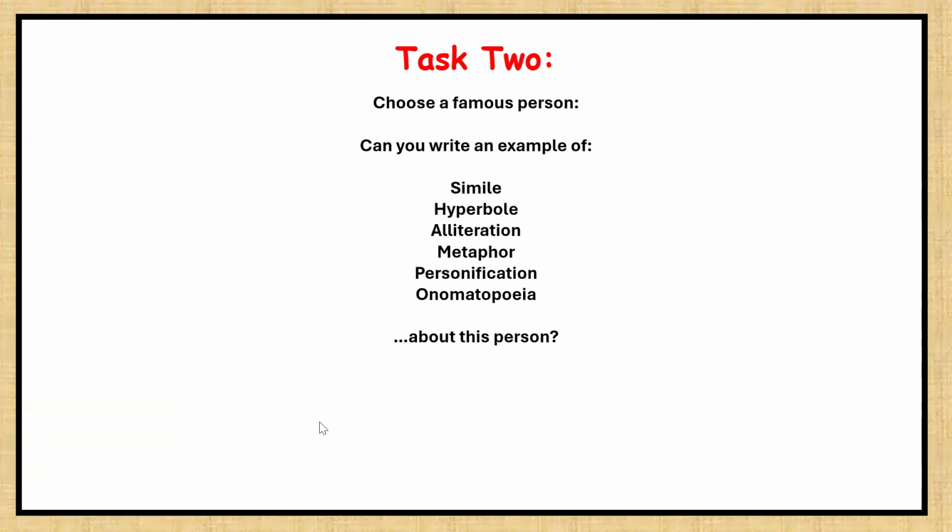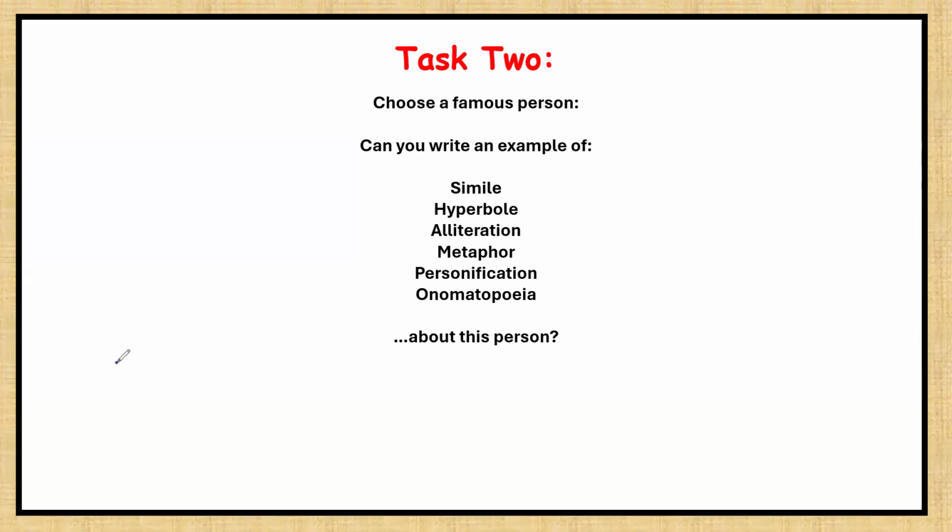But the final task, task 2, is choose a famous person. Then once you've thought of a famous person, can you describe them or write something about them? Write 6 sentences about them using simile for one sentence, hyperbole for another, alliteration, metaphor, personification, and onomatopoeia. So 6 sentences about any person that you like, and make sure each sentence uses one type of figurative language. If you can't think or don't want to choose a famous person, maybe you can do it about a friend, yourself, or a family member.